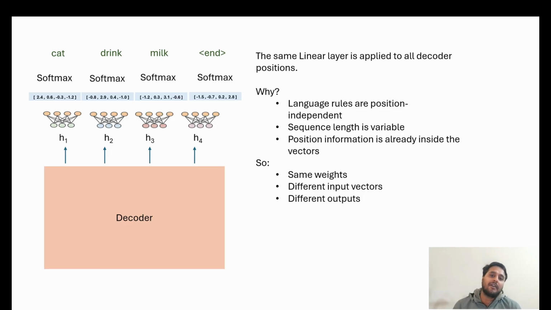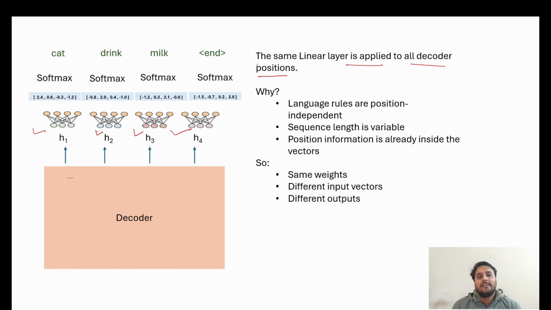Now, before wrapping up this video, let me clarify one thing so that there is no confusion. The same linear layer is applied to all decoder positions. These are identical, not different linear layers. There is a single linear layer, and we are doing a dot product so that the whole process is parallel.